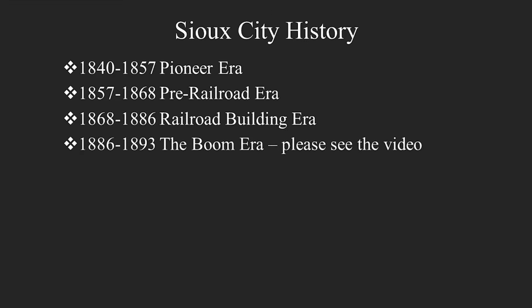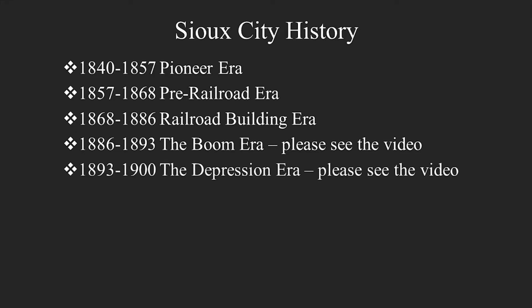The era of 1886 to 1893 is really Sioux City's boom era. This is when Sioux City really takes off as a modern U.S. city. To see more on this, please see our video, Sioux City in the 1890s. Of course, the boom era is followed by a depression era. So from 1893 to 1900, after a panic in 1893, Sioux City is reeling from the effects of this. Sioux City's population, which had been about 60,000 in 1893, dropped to 28,000 in 1895, but rebounds again in 1900 to about 33,000 people. Again, see that same video, Sioux City in the 1890s.